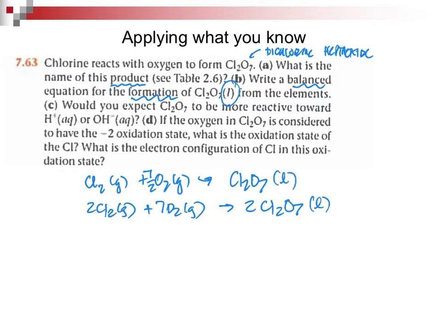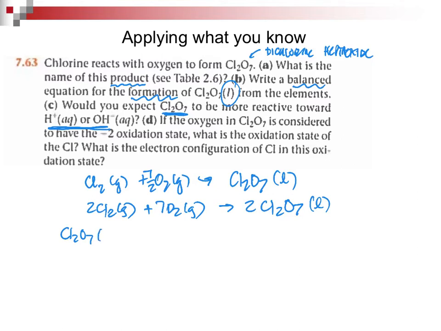Now again, we are more than halfway through this course. Everyone should know that chlorine and oxygen are diatomics. Everybody should know they're gases. Did I know Cl2O7 was a liquid? Absolutely not. Then it says, would you expect that material to be more active towards an acid or a base? At this point, you do not know, because that is coming up in a following section, but I am just going to write it here.